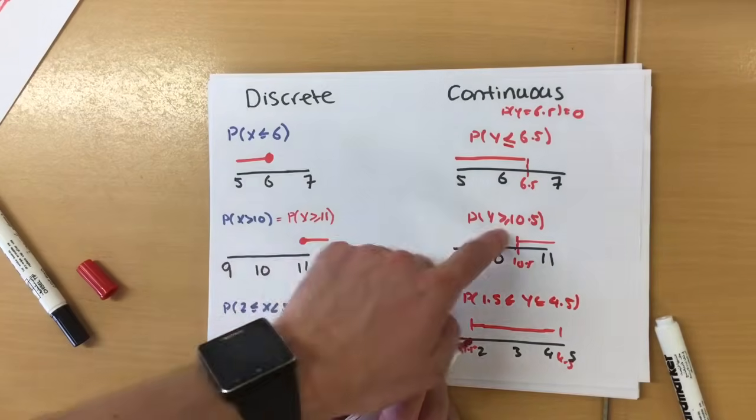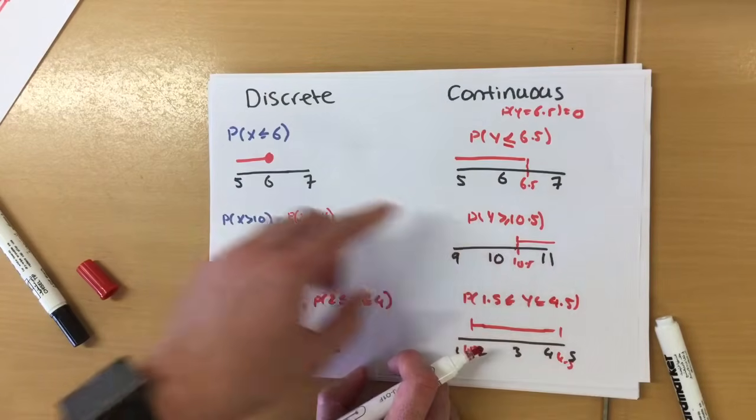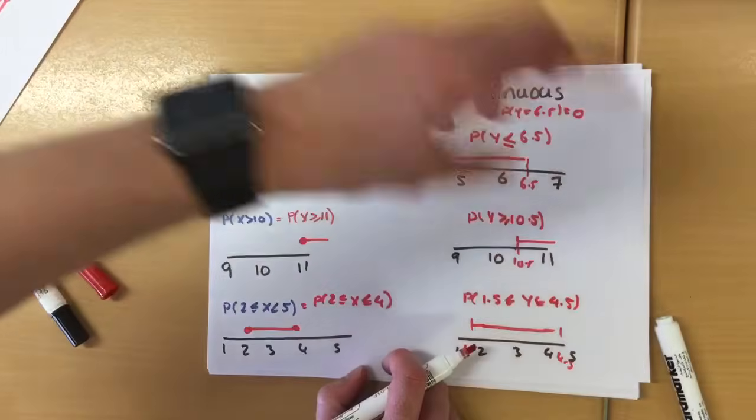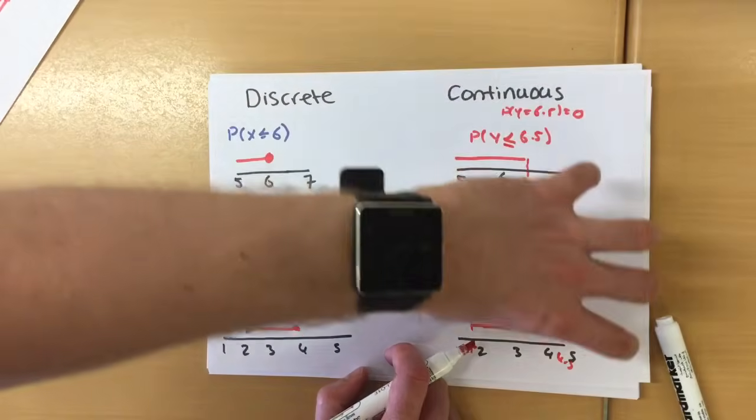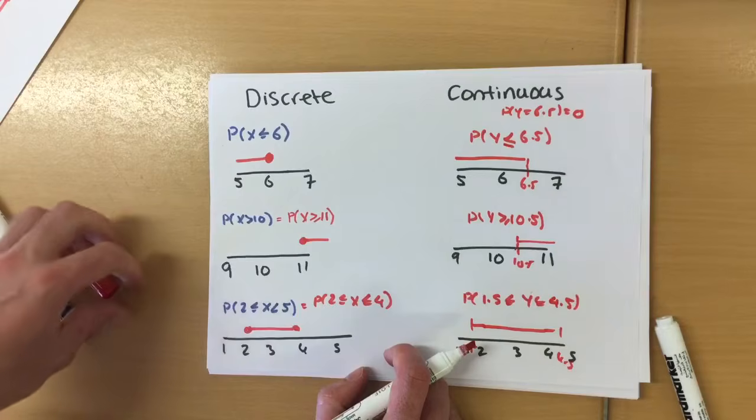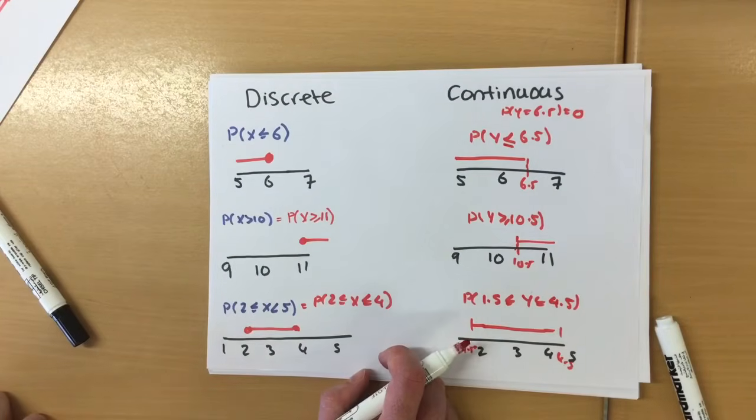Note the letters change between discrete and continuous because this will be used for the approximation. This is the original data, and this is used for the approximation. You've got to change the letter because it's a different thing. And that's basically it for continuity corrections.